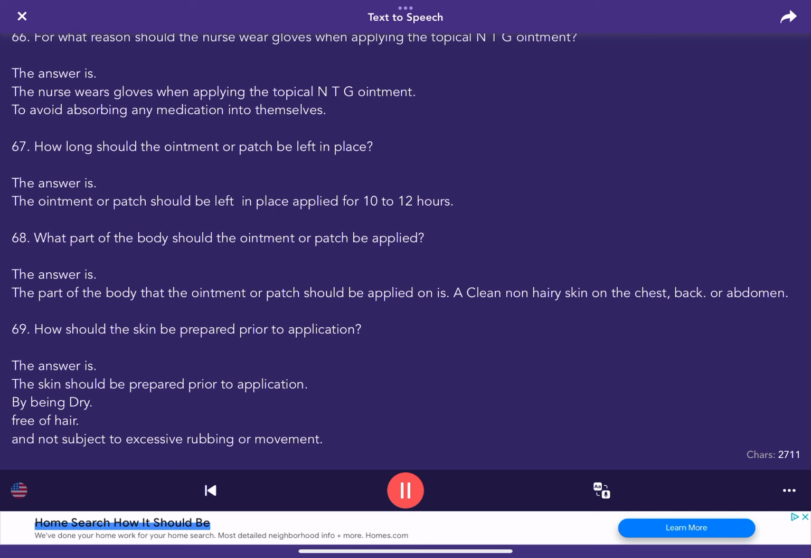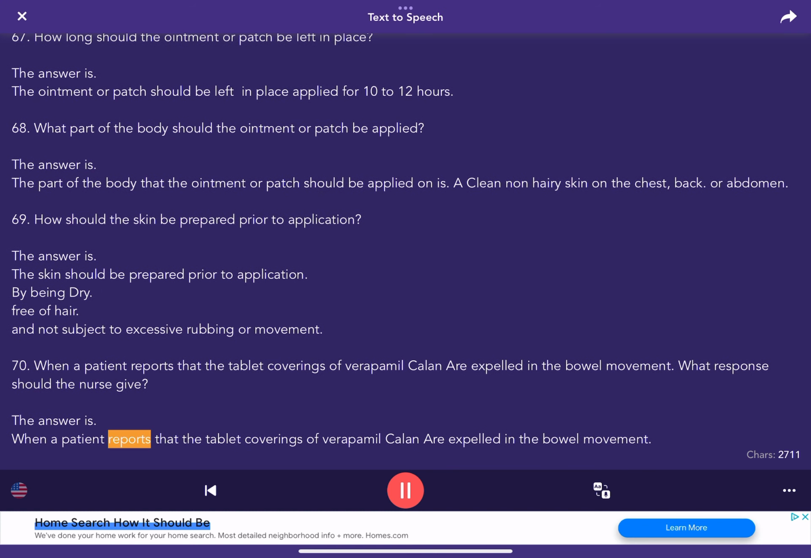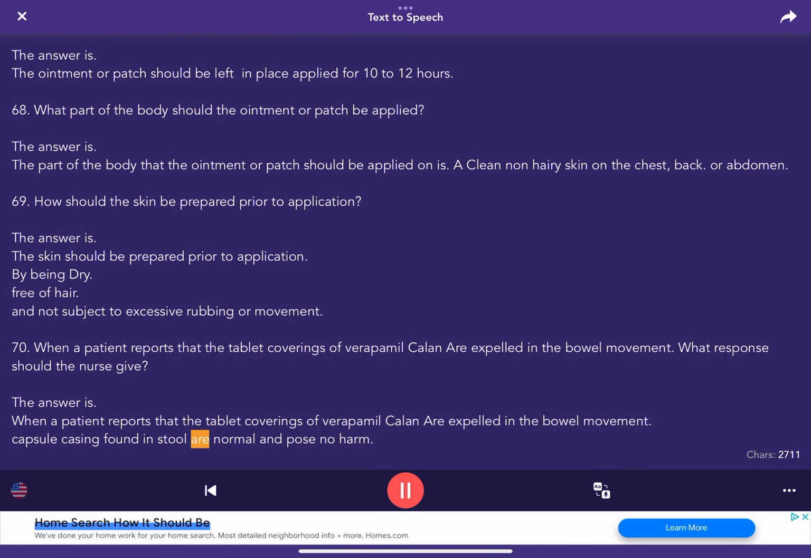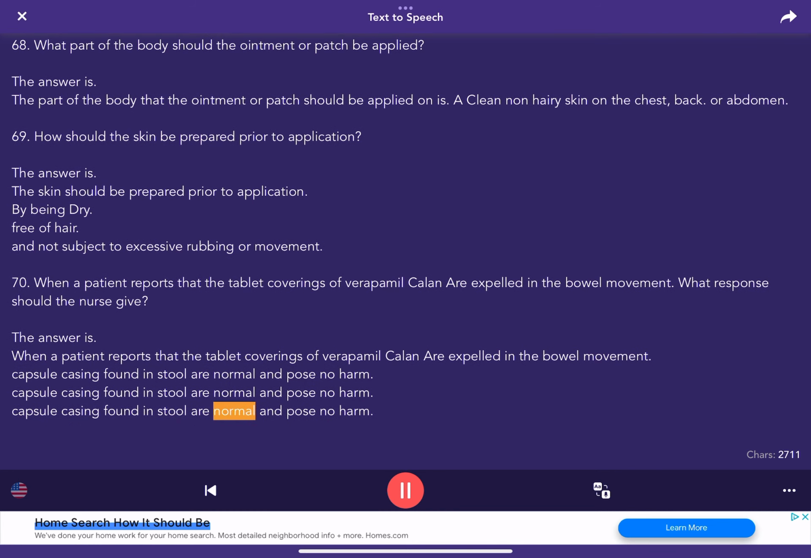70. When a patient reports that the tablet coverings of verapamil are expelled in the bowel movement, what response should the nurse give? The answer is, when a patient reports that the tablet coverings of verapamil are expelled in the bowel movement, capsule casings found in stool are normal and pose no harm.